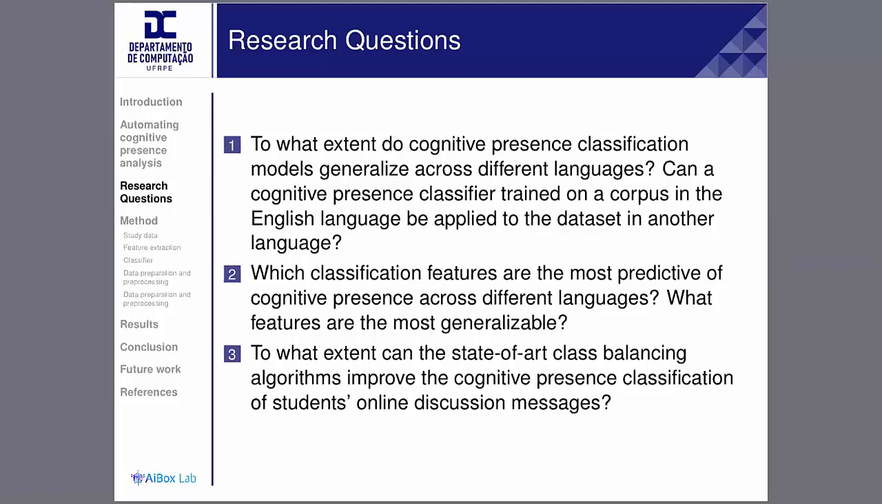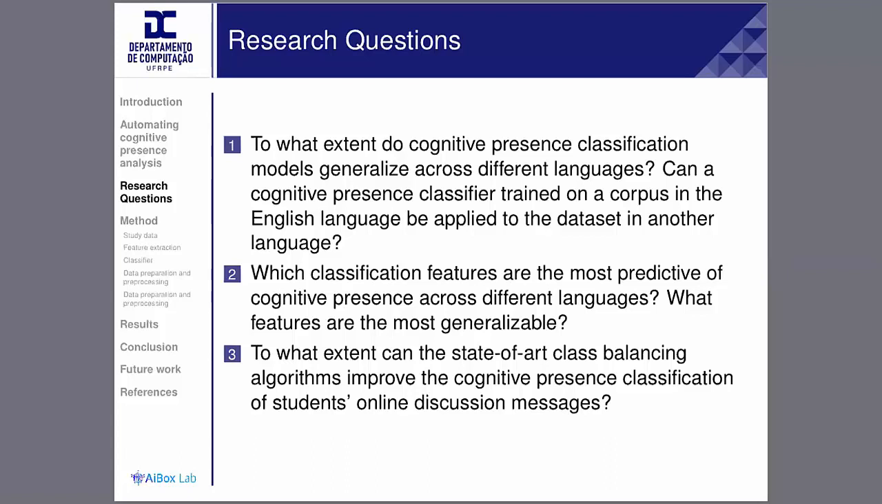The second research question is, which classification features are the most predictive to perform this task? Okay, so we are interested to identify the features that give us a good solution for the first question.